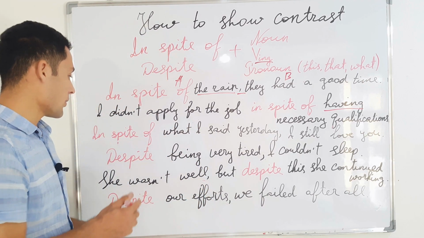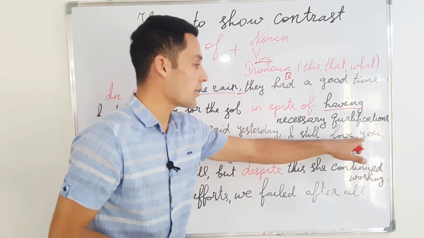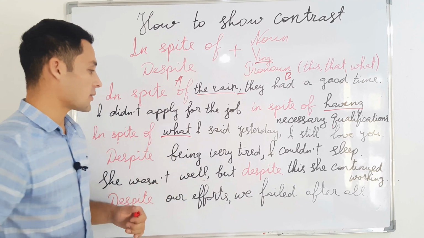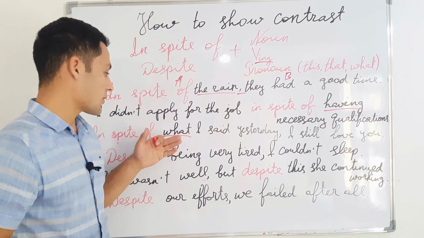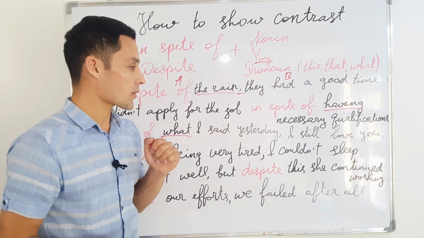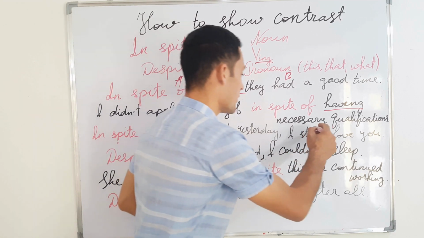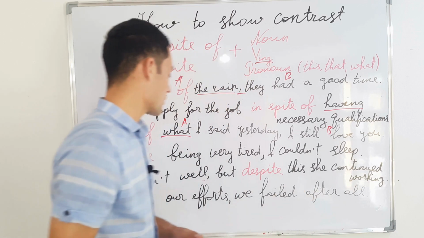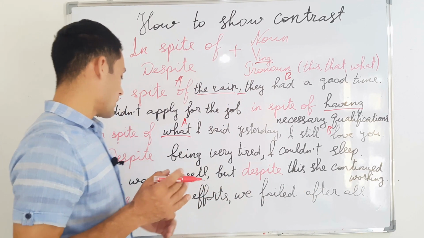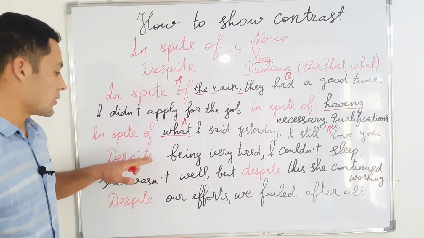Okay? And next example, "In spite of what I said yesterday, I still love you." You see, in spite of plus what, it's considered a pronoun. We have, as usual, 2 points, A and B, and in spite of connects 2 opposing ideas. And next we have despite here.